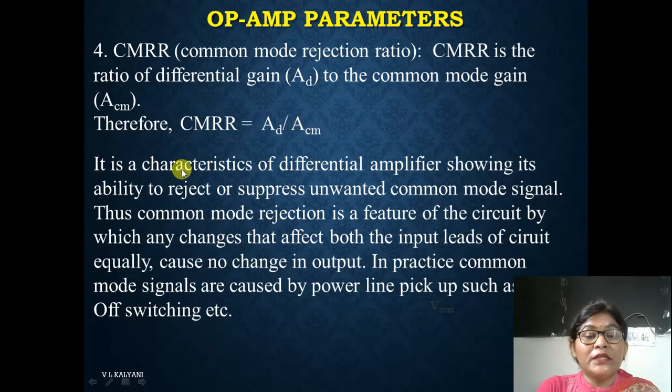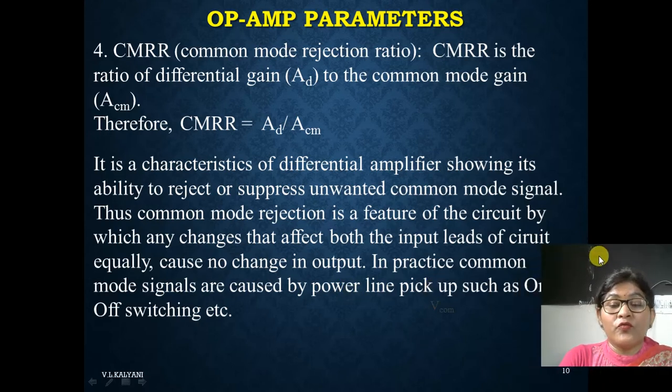Basically it is the characteristic of a differential amplifier showing its ability to reject or suppress unwanted common mode signals. Thus common mode rejection is a feature of the circuit by which any changes that affect both the input leads of the circuit equally cause no change in the output. In practice, common mode signals are caused by power line pickup, such as on-off switching, etc.